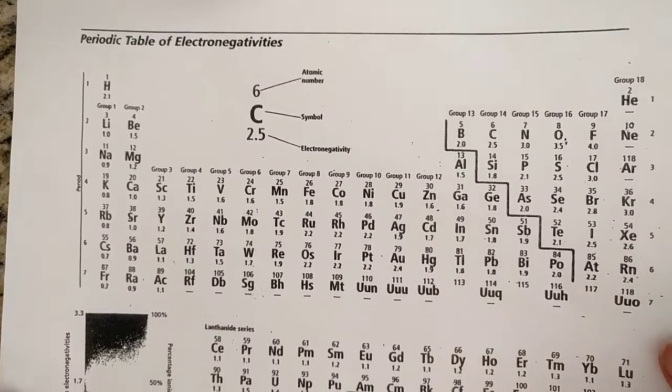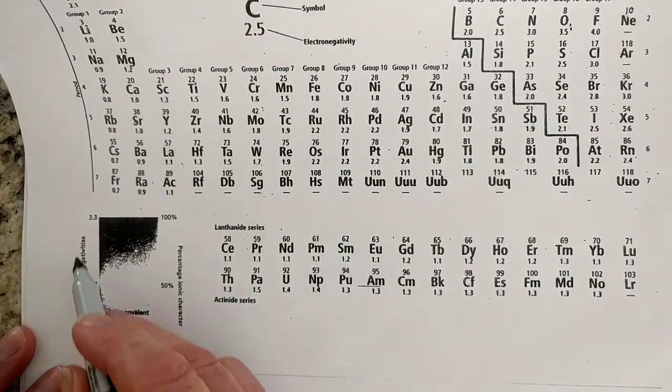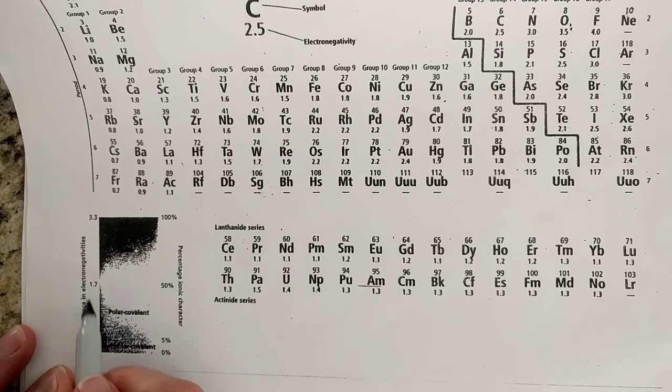So now we're going to look at our chart. And at the bottom, this is where our difference is. So we're just going to estimate where 1.0 is. It's in between 0.3 and 1.7, and it tells us our bond is polar covalent. And then we're just going to estimate what our percent ionic character is by estimating where 1.0 is, going across to this side, and I don't know, maybe around 35%.